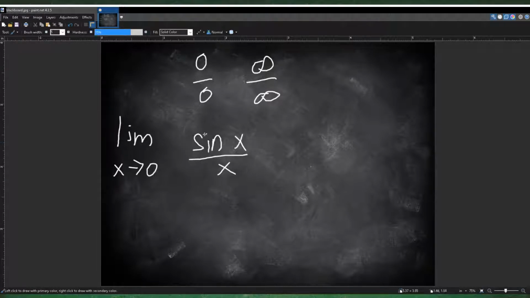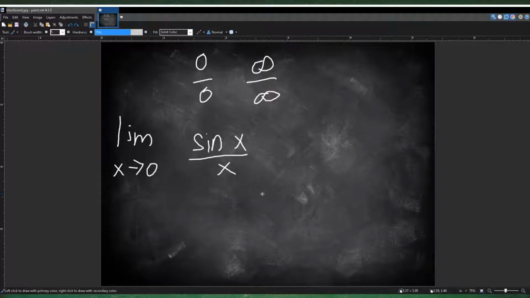Okay, so first step: x approaches 0, so let's plug in 0. Sine of 0 is 0, and then x is equal to 0. So this is an indeterminate because sine of x divided by x when x is equal to 0 is just 0 over 0. It's an indeterminate of form 0 over 0, so it's one of the 7 forms.